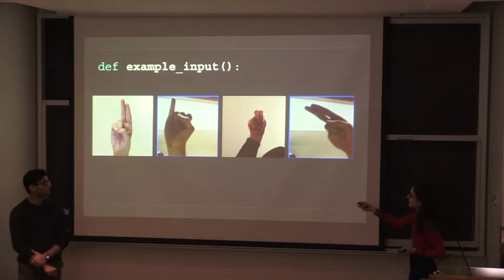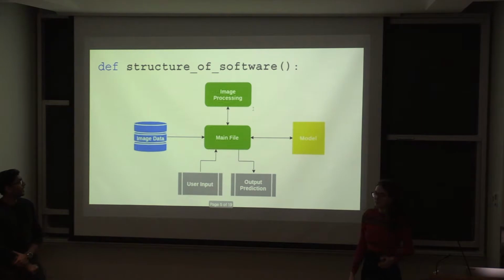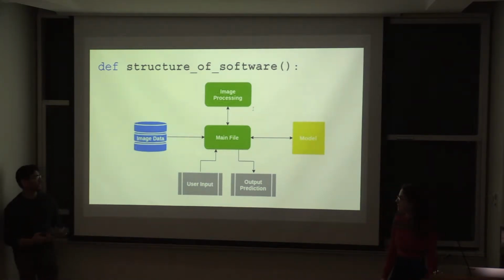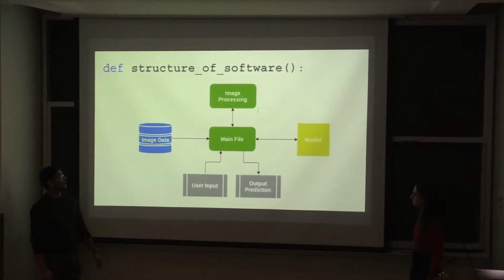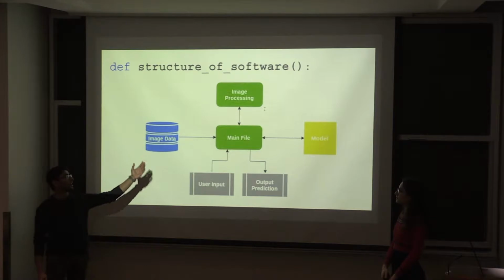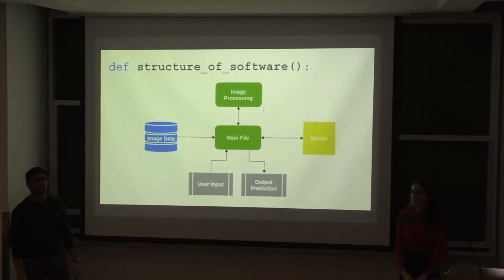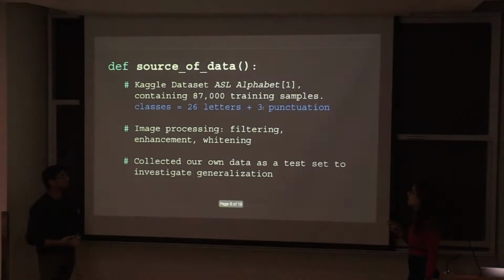So this is just an example of the input, and this is the output we would hope to get. How we envision our software working, and how it works right now, is you input a file path to a file you've already taken where you're signing something. The main file will then pull that file from the image data and send it off to processing, which will filter the images and resize them as well. Then it interacts with the model to get a classification output and outputs that prediction back to the user.